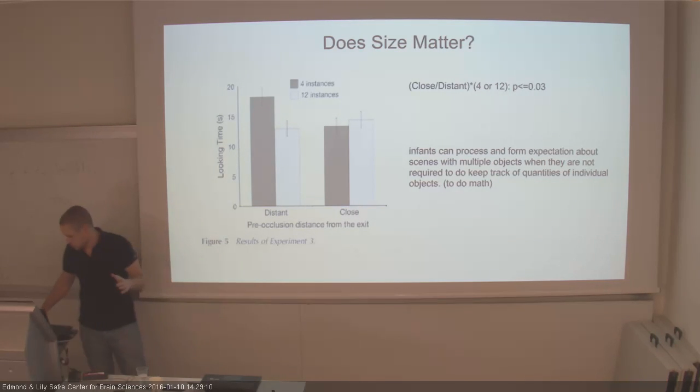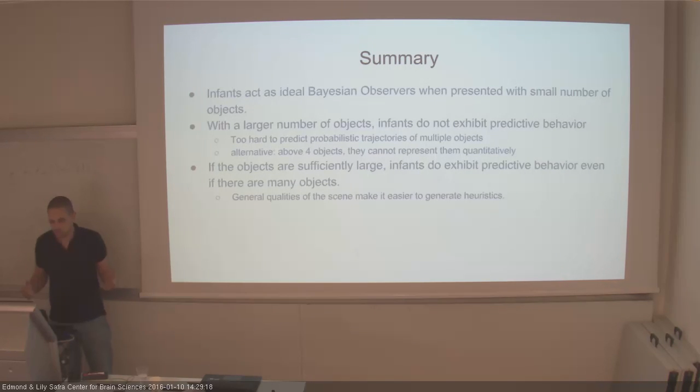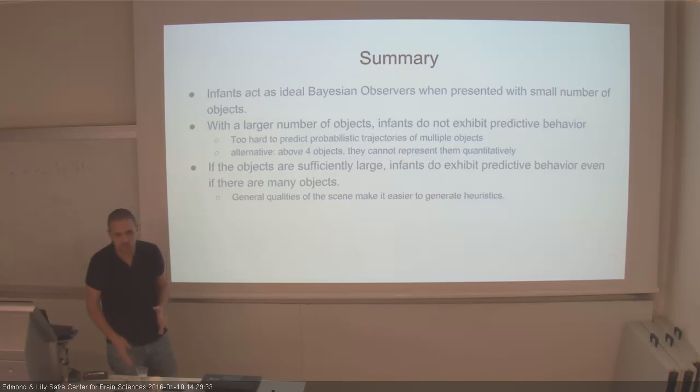Let's talk about the summary. Infants can act as ideal Bayesian observers when presented with a small number of objects, but with a larger number of objects they do not exhibit predictive behavior. On the contrary, if the objects are sufficiently large, infants do exhibit predictive behavior, even if there are many objects. So those are the results, and this is the claim. And if you have any questions for me or for Tobias, no, that's it.